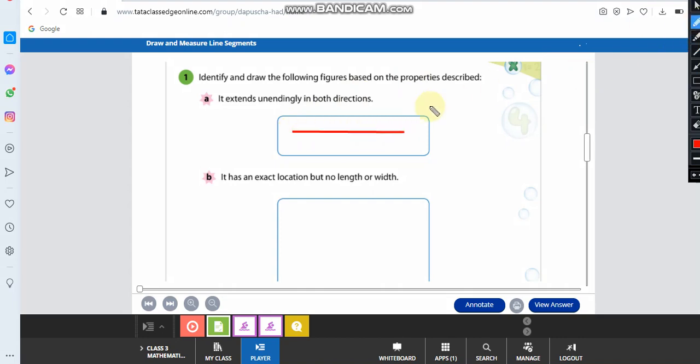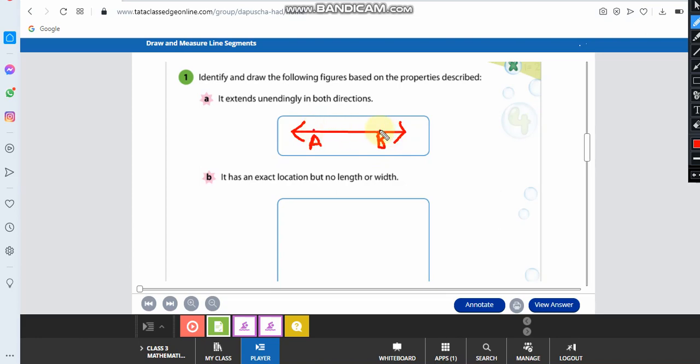Line, both sides extending. So we are using arrowheads on both the sides. Okay, and how to name it? Just write the name towards here. I am marking it A, and towards this B. This line's name is AB.